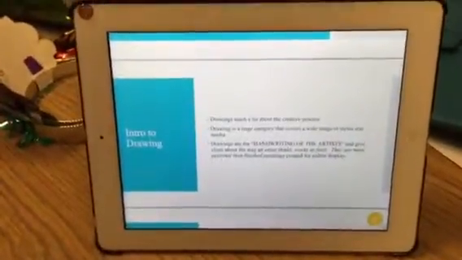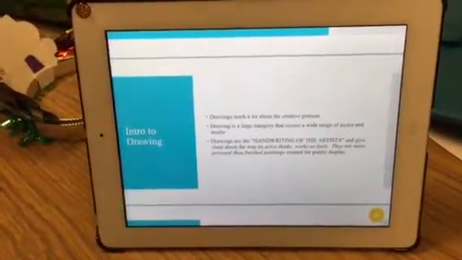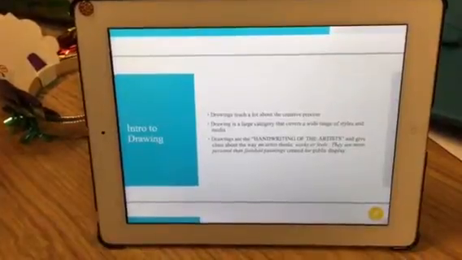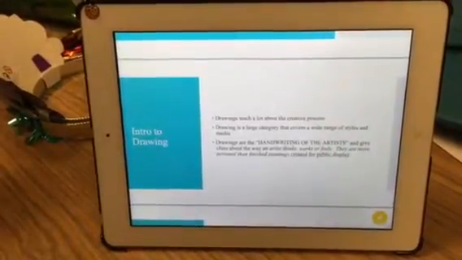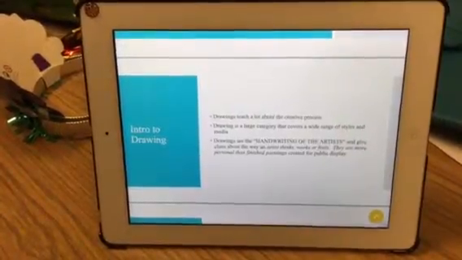Drawings teach a lot about the creative process. It's a large category that covers a wide range of styles and media. That's one of the problems with this portfolio, is it covers a wide range, and so I tried to narrow it down. It was kind of tough. Anyway, we're going to just go with it.